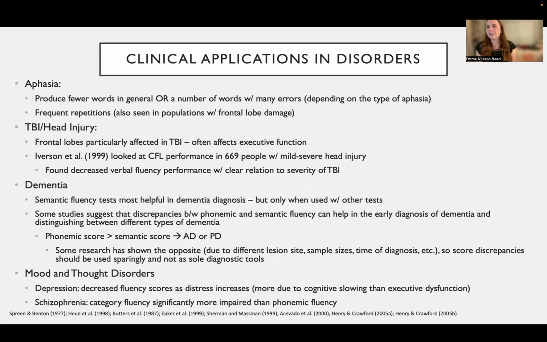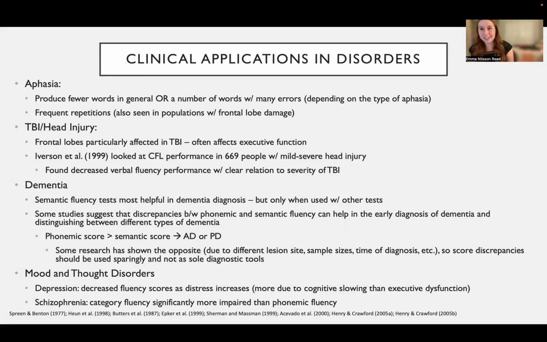Lastly, we're going to talk about some clinical applications of verbal fluency. In other words, what some deficits of verbal fluency can mean in terms of common clinical disorders. So for aphasia, they found that across the board, people with aphasia generally produce fewer words, or they produce a number of words but have many errors. And it just depends on the type of aphasia, fluent or non-fluent. They also see in populations with aphasia that they will have a lot of frequent repetitions in their responses, which also happens in populations that have frontal lobe damage, interestingly enough.